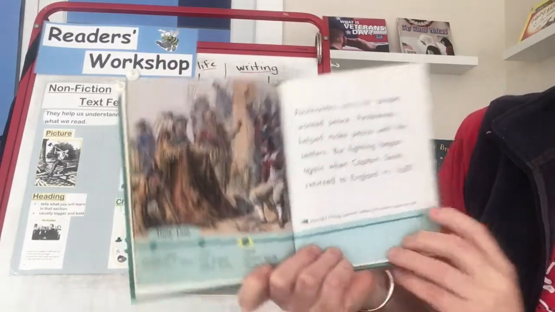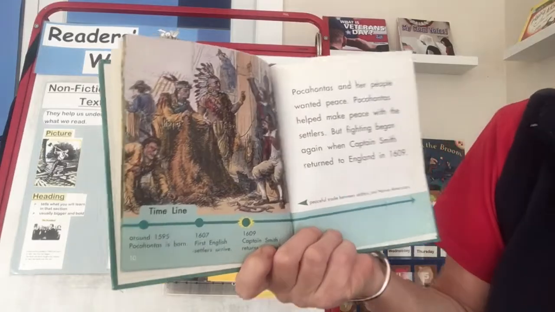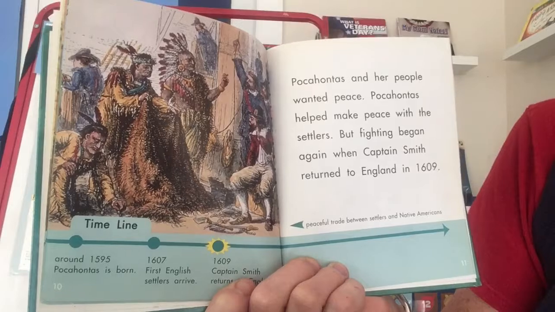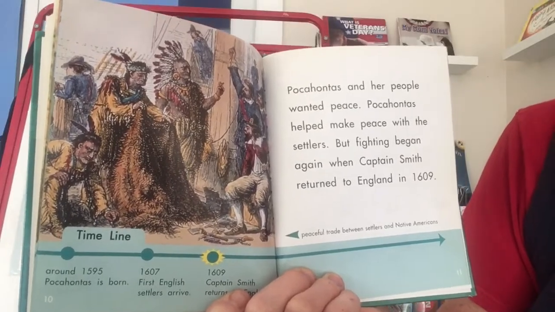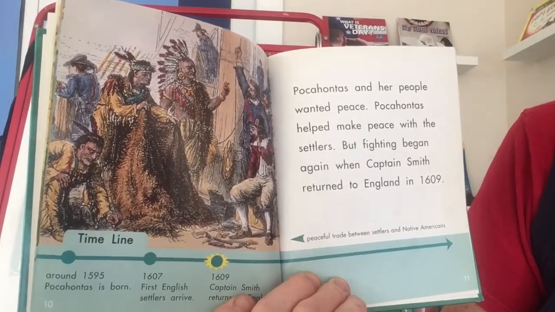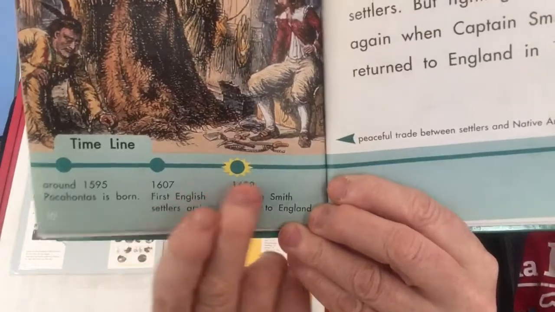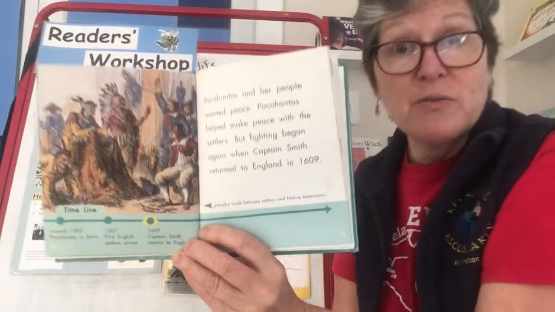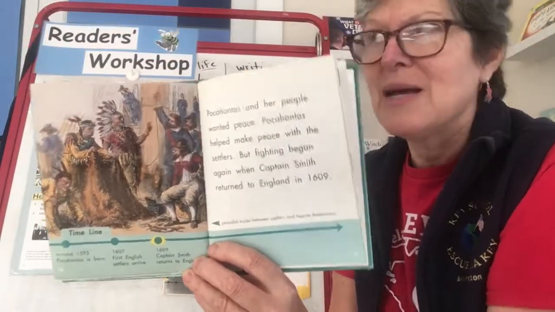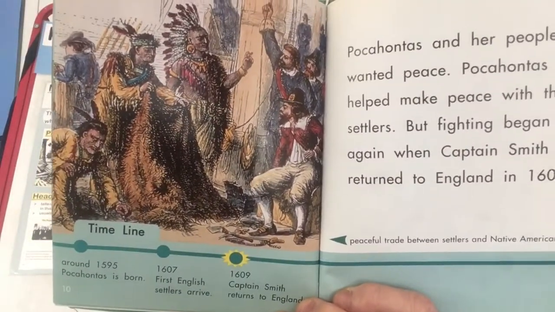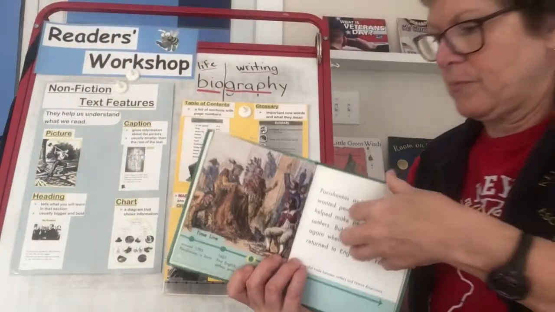Okay, I see some Native Americans talking with some English. Pocahontas and her people wanted peace. Pocahontas helped make peace with the settlers, but fighting began again when Captain Smith returned to England in 1609. Peaceful trade between settlers and Native Americans. And on the timeline, it shows 1609 when Captain Smith, that was one of the leaders of the settlers, who was kind of able to get along with the Native Americans. But once he left, there was more and more arguing.